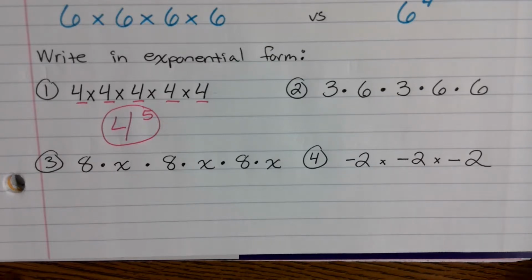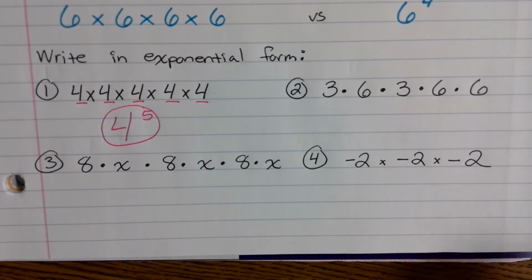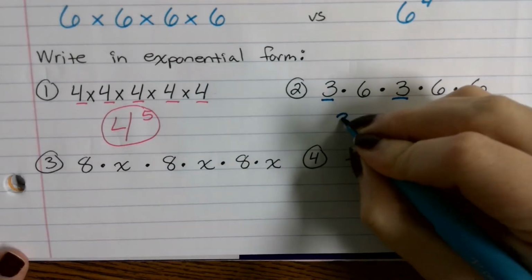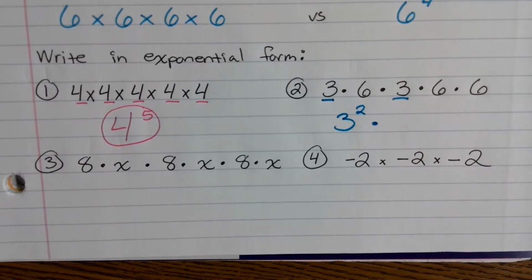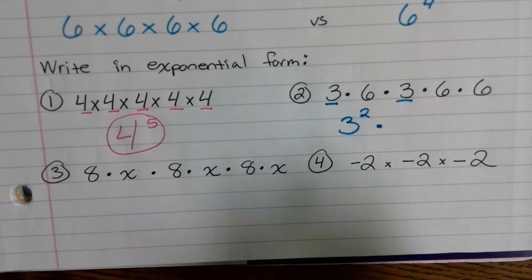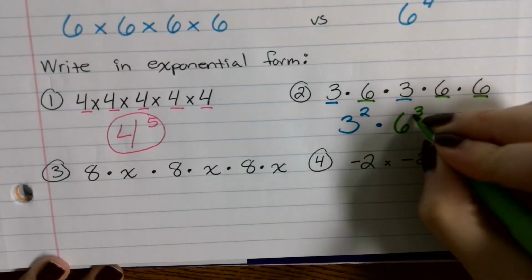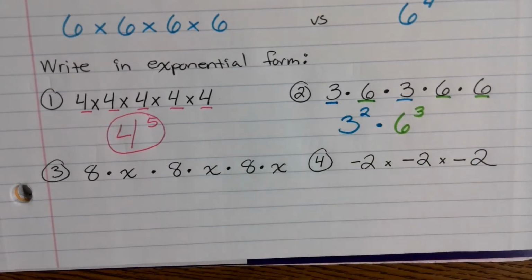So this one was an educated guess, but 3 squared, 6 cubed. Very good. It's a good educated guess. A lot of people in first academic thought, okay, well, I can only have one base. But you have 2 different numbers happening here. That means you have 2 different bases, 2 different exponents. The 3 is being repeated twice, so that's 3 squared times your 6 that's being repeated 3 times, so it'd be 6 cubed. 3 squared times 6 cubed would be your final answer if you're leaving it in exponential form. Okay?